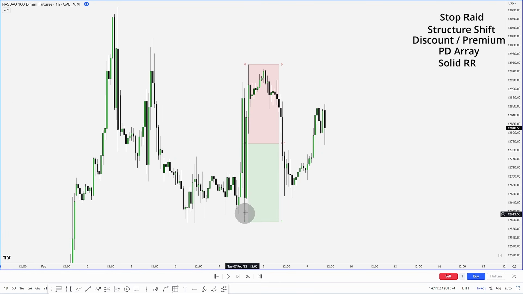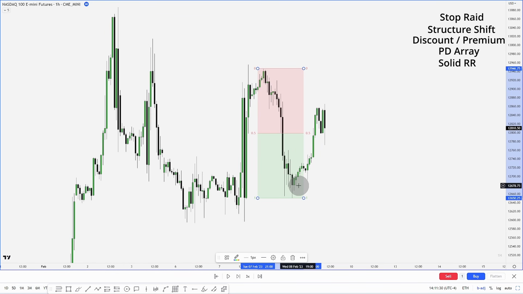For this next example, I'm looking at this range here. We're in a premium of that, as well as a premium of this placement range back down. And we have all these equal lows resting below. So let's dive into here.